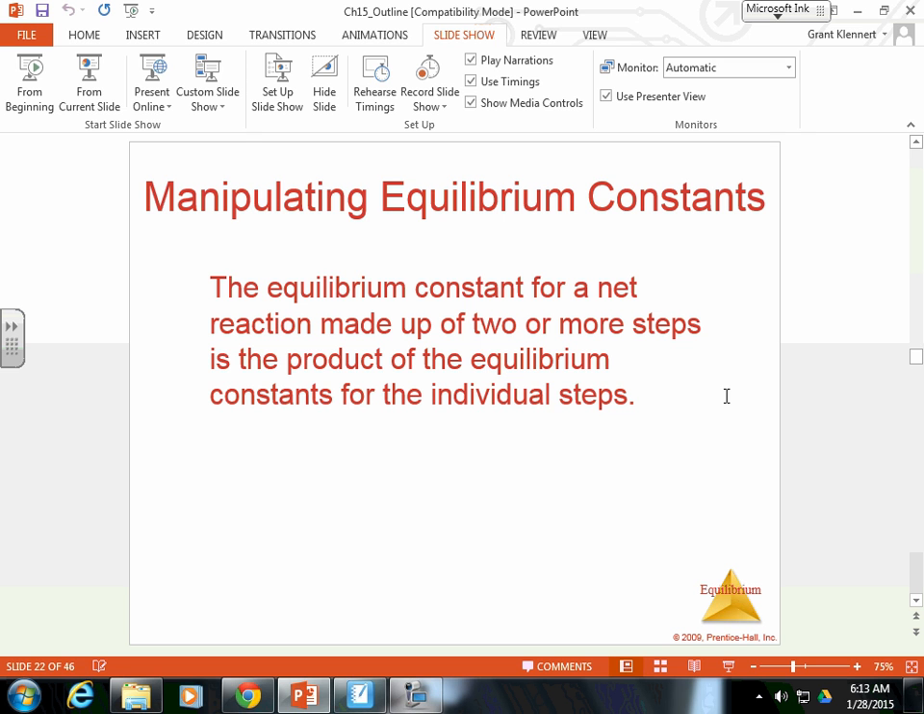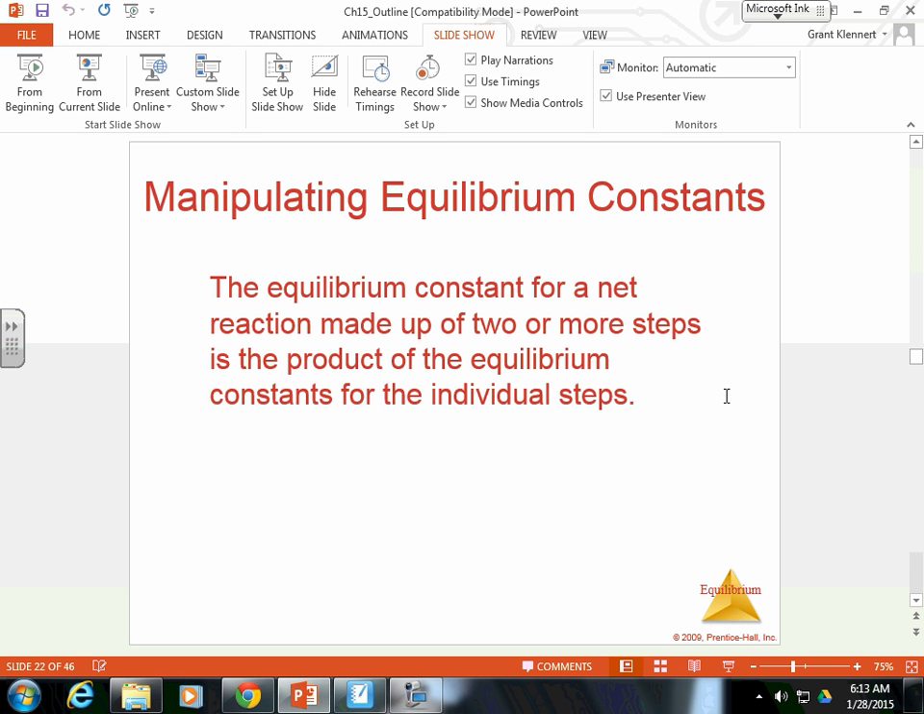So what we're going to continue in section 15.2 is what happens if we have two steps. What if we have a net reaction of two or more steps? How do we figure out the equilibrium constant for each step, and then how do we figure it out for the overall reaction? So in 15.1, we had a general idea of what Kc is, our equilibrium constant.